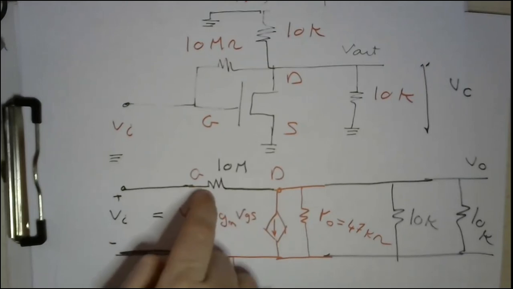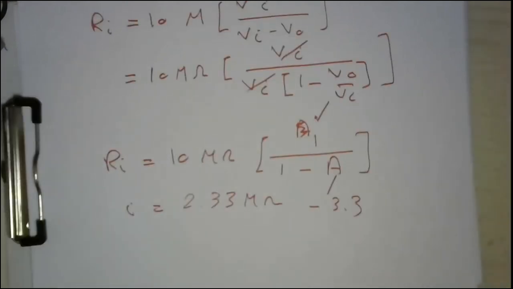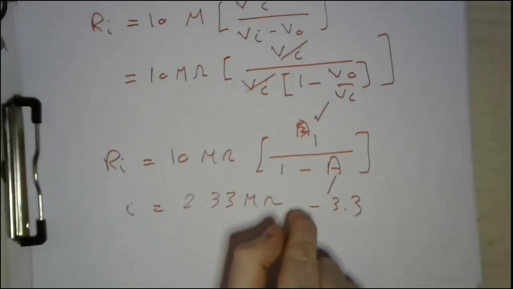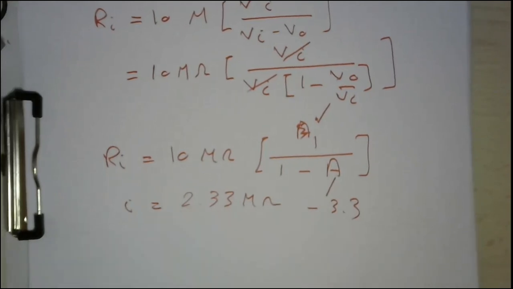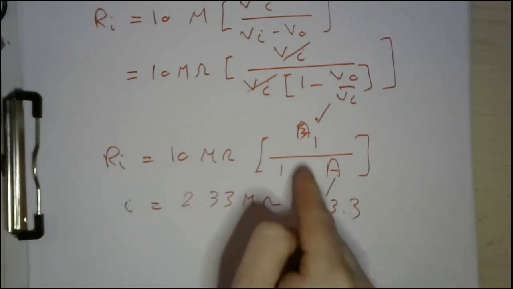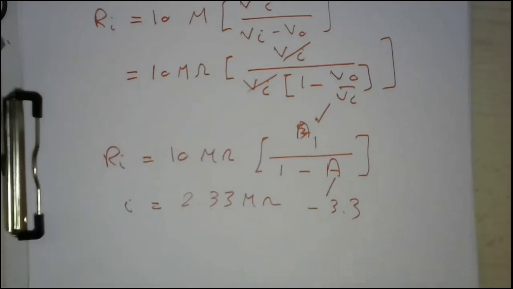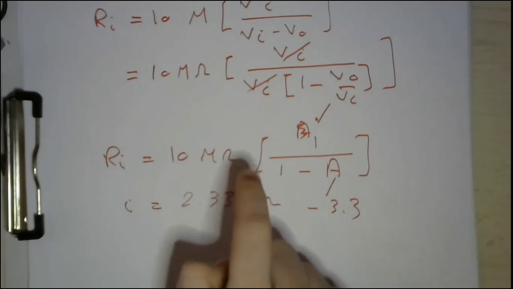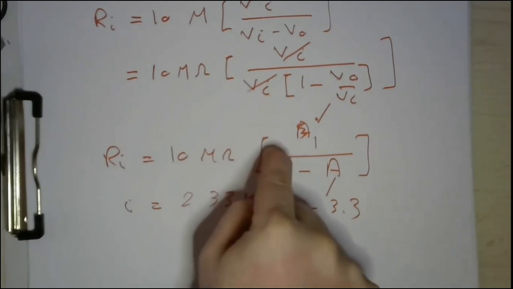So why do we insert this 10 mega ohm? We insert it for this reason: to have a very high input resistance. Please don't forget the ideal operational amplifier in chapter number 1. We should have a high input resistance in order to avoid the loading effect of the source resistance. So that's why we have this 10 mega here.